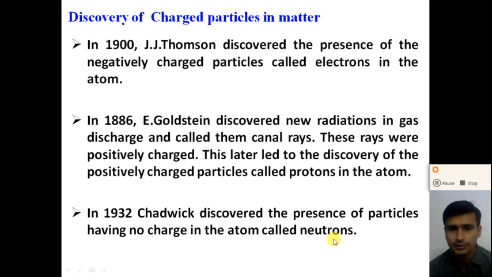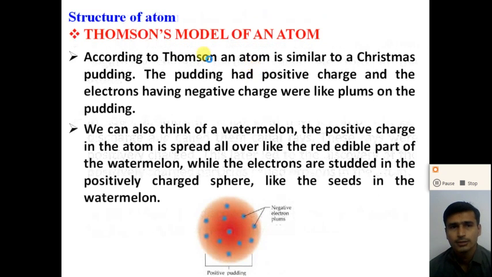So neutrons are the chargeless particle, protons are the positively charged particle, and the electrons are the negatively charged particle, discovered by different scientists, right? And after that, the different scientists made several experiments to understand the structure of the atom. For that, we will discuss here the first model, J.J. Thomson's model of an atom.